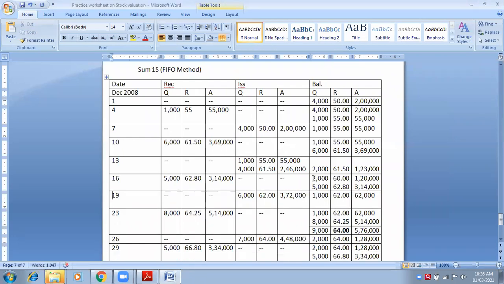Now find out the balance. First, we need to copy down the same. So 2,000, 61.50, and the amount will be 1,23,000. And 5,000 will also be copied down. 5,000, 62.80, 3,14,000. But we don't have to add them. Just show them together, 2,000 and 5,000.